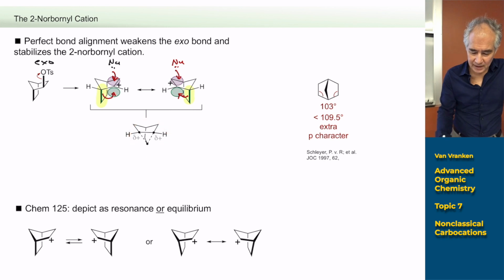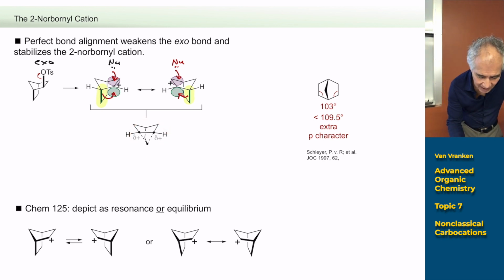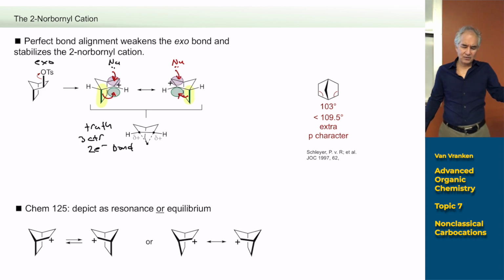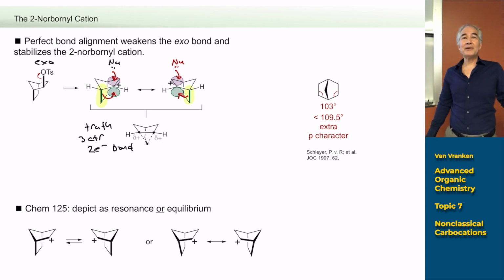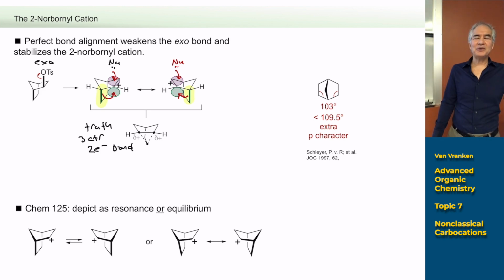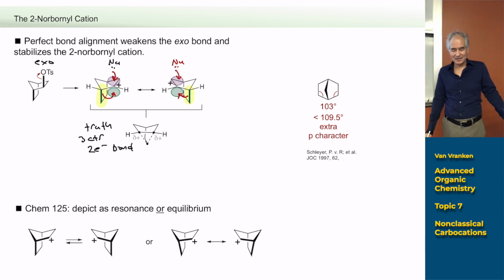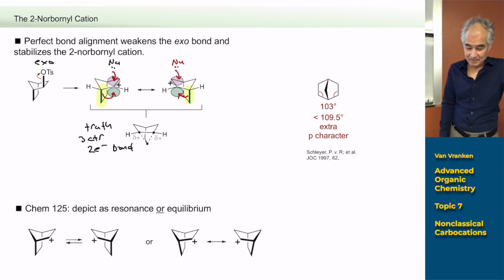And in fact, if I drew it like this, the truth would be not this rapid 1-2 migration. The truth would be that I've got 3 centers. We call this a 3-center 2-electron bond. Is it 1 bond or 2 bonds? Or 2 half bonds? What is that? I don't know. People call it a 3-center 2-electron bond, but the bond is actually spread across 3 atoms.